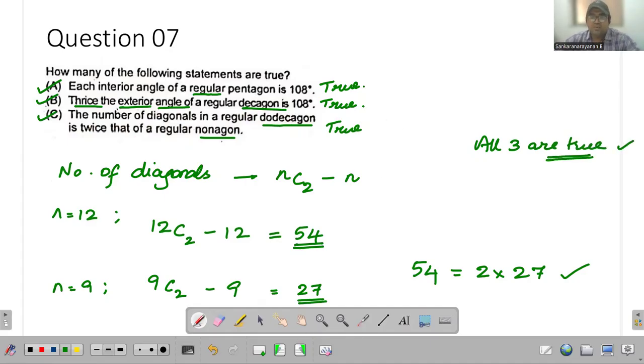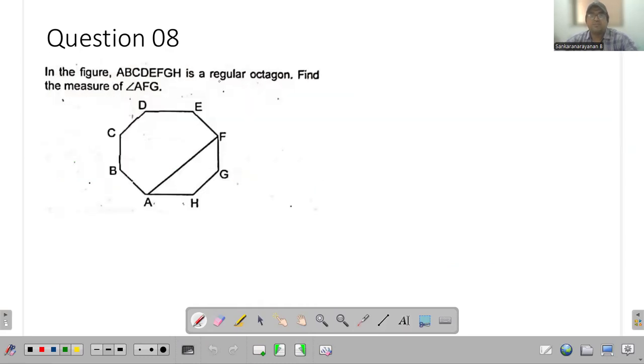Okay, now let's consider the next question. In the figure, ABCDEFGH is a regular octagon. You are asked to find the measure of angle AFG.